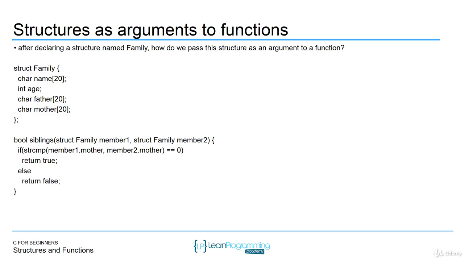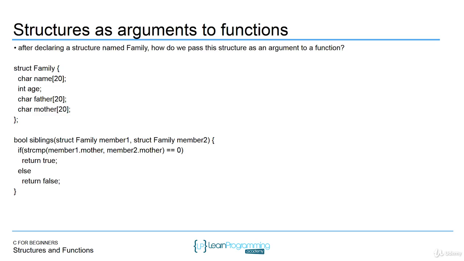Now, how do we actually pass that structure to a function called siblings? Well, you would do it just like you declare the structure. You would say the type and then the parameter name. Right, it's really straightforward. So in this case, we have bool siblings. Siblings is returning a Boolean, and it's taking two struct parameters. You have to identify the struct type, which is type struct family.